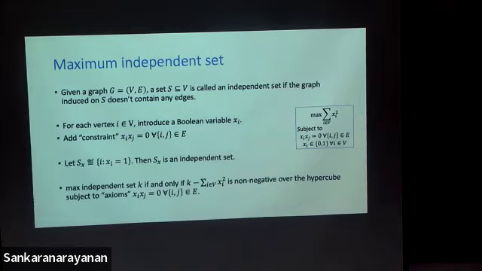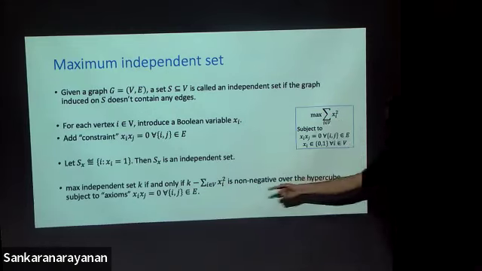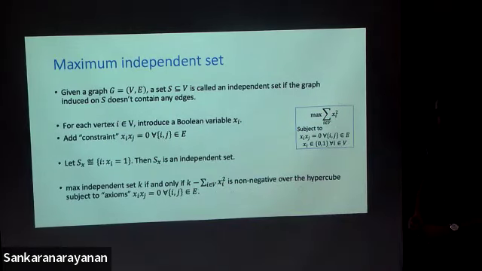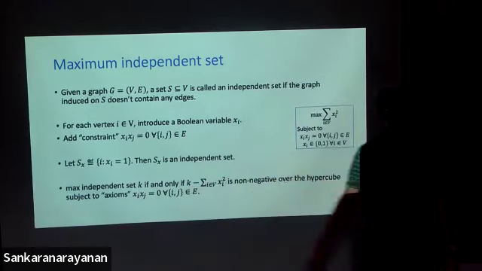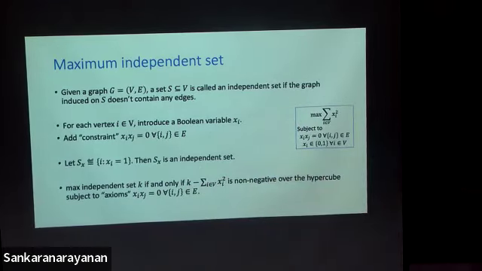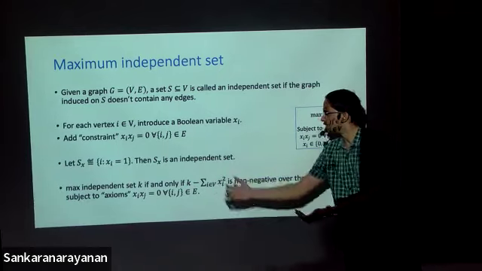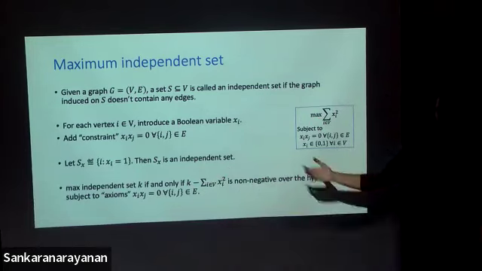Okay, good. So the maximum independent set is k, again, if and only if this polynomial, k minus summation xi square, is non-negative over the hypercube, subject to these axioms, right? These are called axioms. So here it's a slightly more general problem. You not only need to prove non-negativity, but you need to prove non-negativity subject to certain axioms.